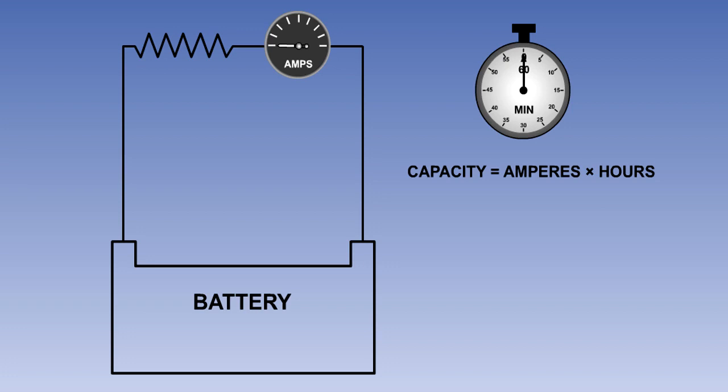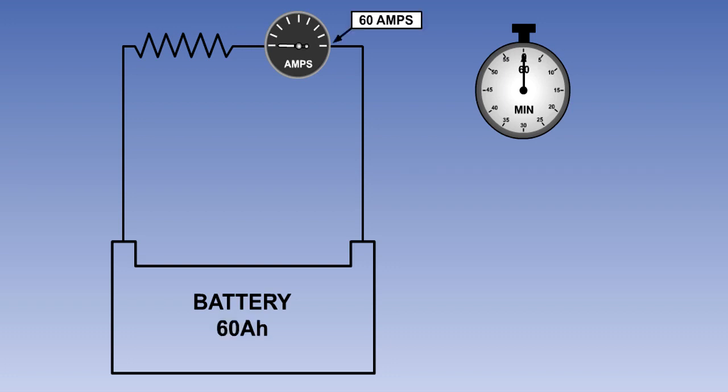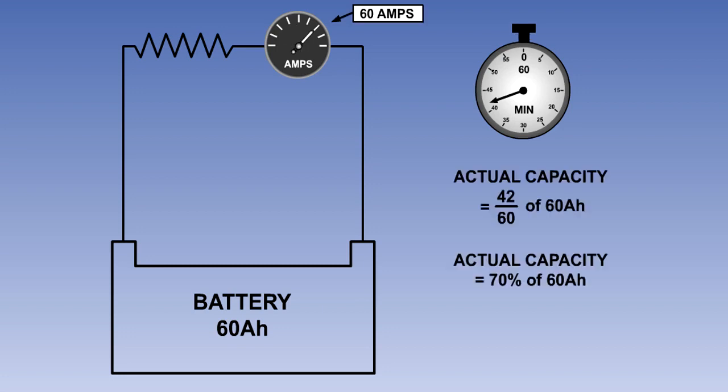As we have already said, the capacity of a battery is the product of the load in amperes that the manufacturers state it will deliver, and the time in hours that the battery is capable of supplying that load. The capacity is measured in ampere hours. Actual capacity is determined by the battery's deterioration in service. If a 60 ampere hour battery, when subjected to a 60 ampere load, lasts only 42 minutes, then the actual capacity is 42/60ths, or 70% of its rated capacity. In other words, the battery is only 70% efficient.